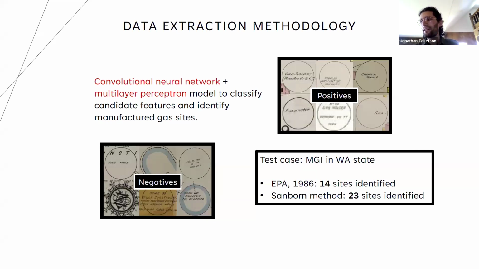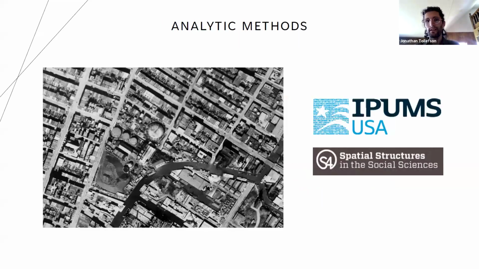I'll go ahead and outline how I use these site data to understand environmental racial inequality during these key decades of urban transformation. To do this, I'm going to enrich census microdata with measures of residential proximity to active gasworks. And there are a couple of special considerations for the period that I'm working in.